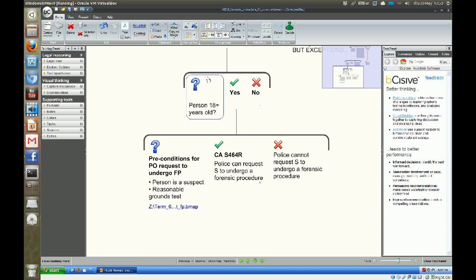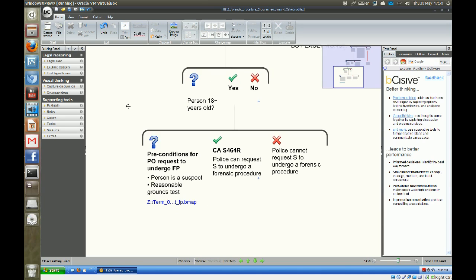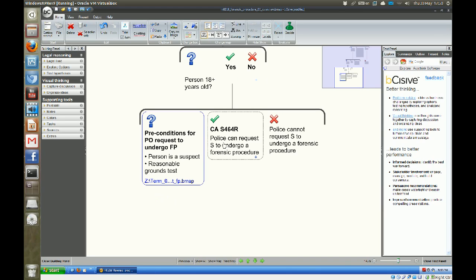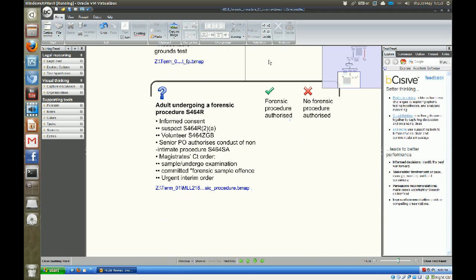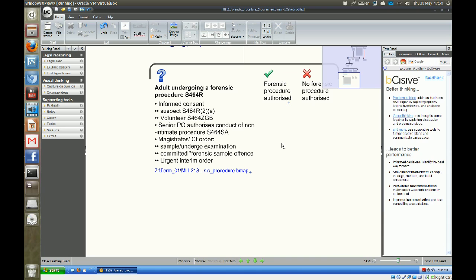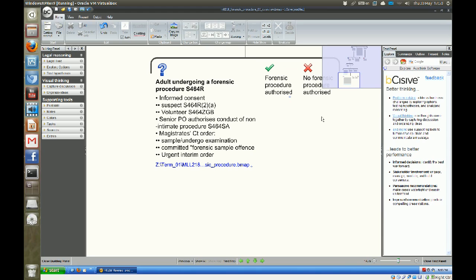So to come back, we've got an adult suspect, and let's say the preconditions have been met. So the police, pursuant to section 464R of the Crimes Act, can make that request. So let's say they go ahead and they make the request. Well, here's where things get really interesting. When the police make a request, basically there's the easy way and there's the hard way. If the suspect gives informed consent, then they can go ahead, and the forensic procedure is authorized.